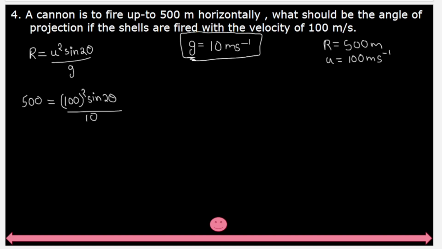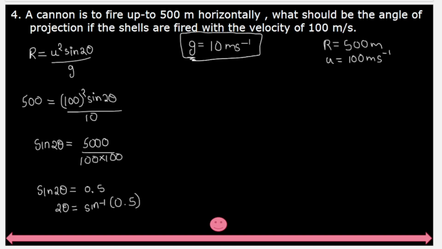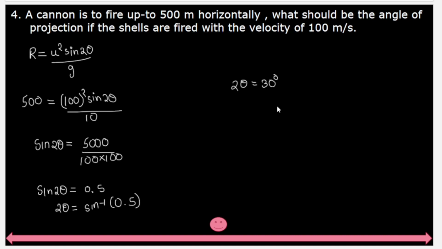500 is equal to 100 square into sine 2 theta by 10. Isolating sine 2 theta we get sine 2 theta is equal to 5000 by 100 into 100. Solving further we get sine 2 theta is equal to 0.5. 2 theta is equal to sine inverse 0.5. We get 2 theta is equal to 30 degrees. Dividing 30 by 2 we get theta is equal to 15 degrees.